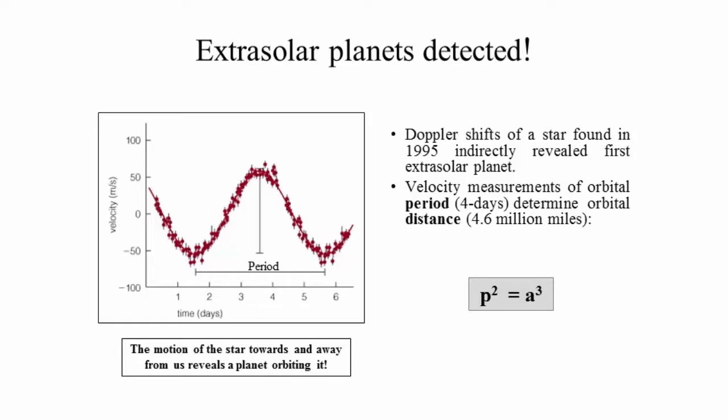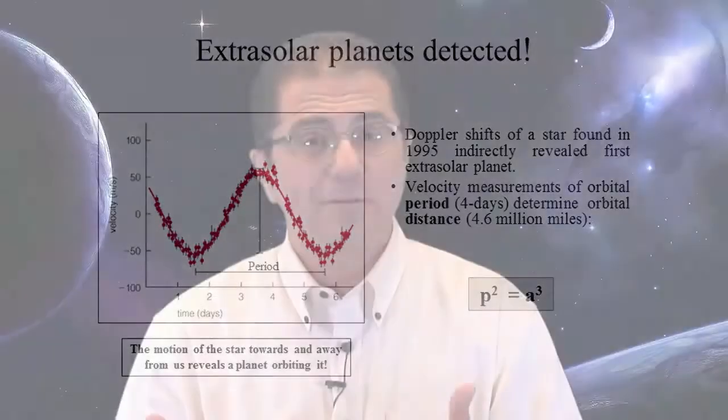You also see a very simple mathematical equation here. This is called Kepler's third law, and this relates the period, or P, to the distance that the planet is from its star, the A. And so as a result, if astronomers measure the amount of time, or again period, it takes for it to orbit, they can pretty well determine the distance of the planet.